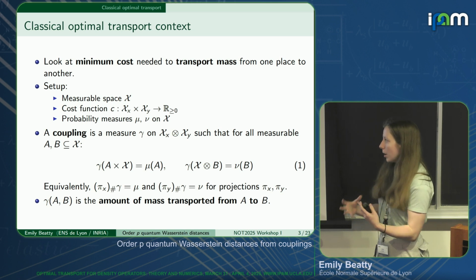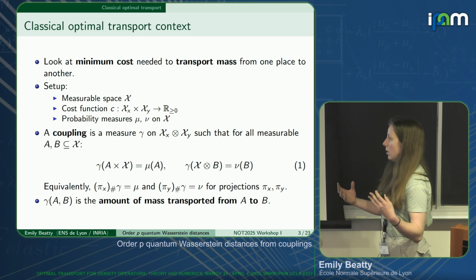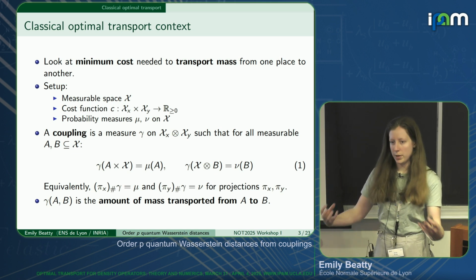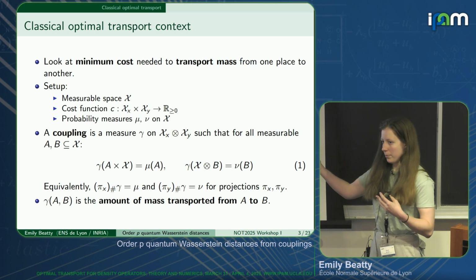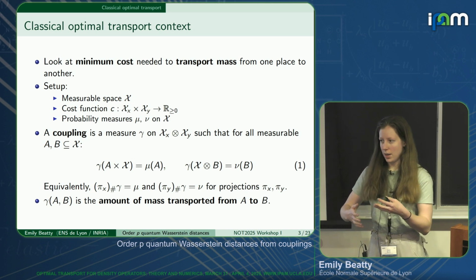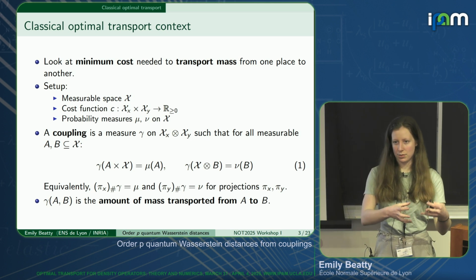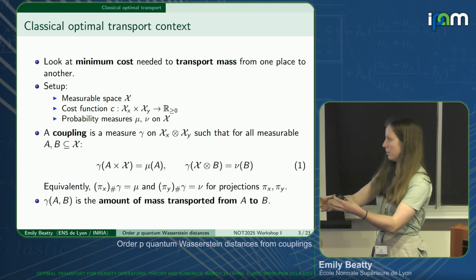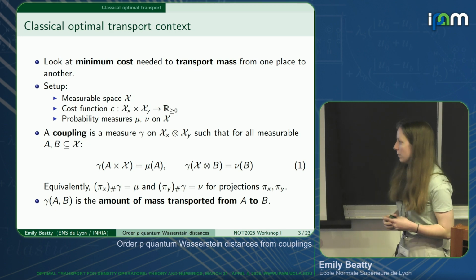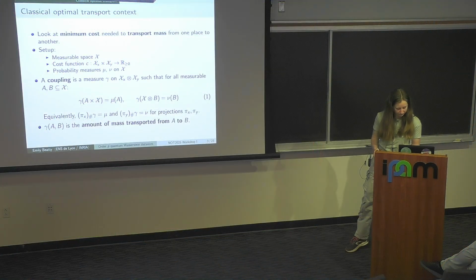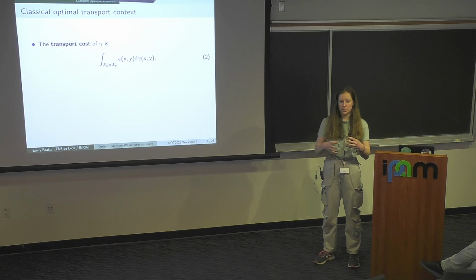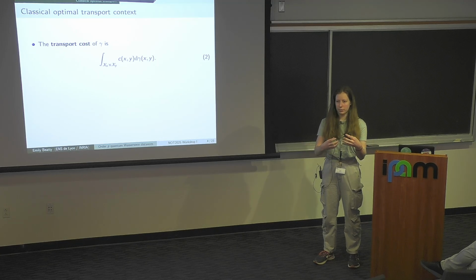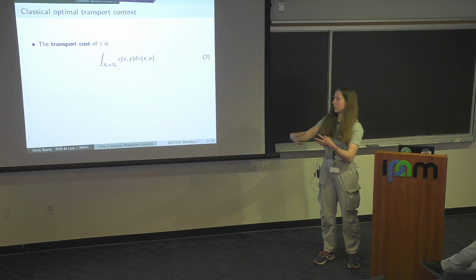And then we define a coupling as a measure on the product space, which agrees with mu and nu on the marginals. The way you would interpret this is that we use gamma for a coupling, and then gamma(A, B) is just the amount of mass transported from set A to set B, or pointwise if you're thinking pointwise. So we know how much mass is transported from one point to another via this gamma, which encodes instructions for how you should transport the mass of mu onto the mass of nu.